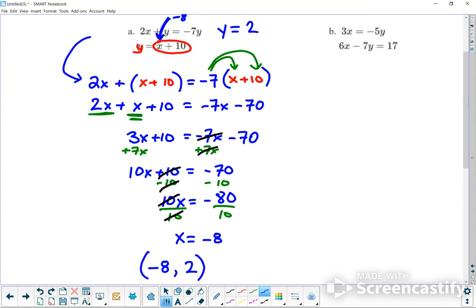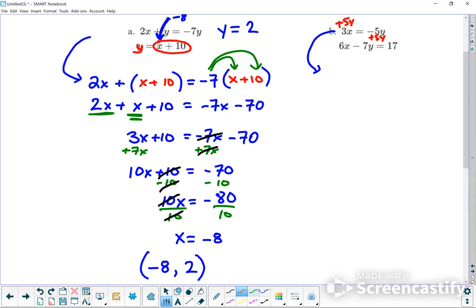B. I don't know about B. This one looks pretty difficult. You can do it a couple of different ways. I think I'm going to go ahead and move the top equation. I'm going to rewrite that top equation down. And I'm going to move that negative 5 to the other side by adding 5y. So adding 5y.